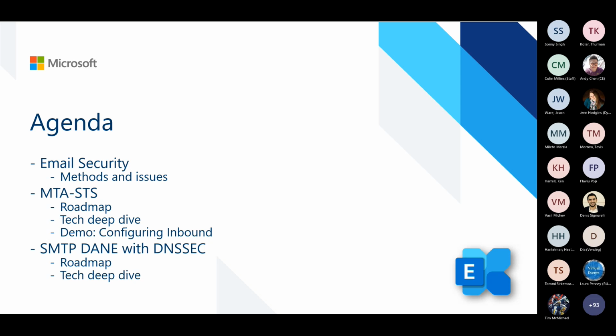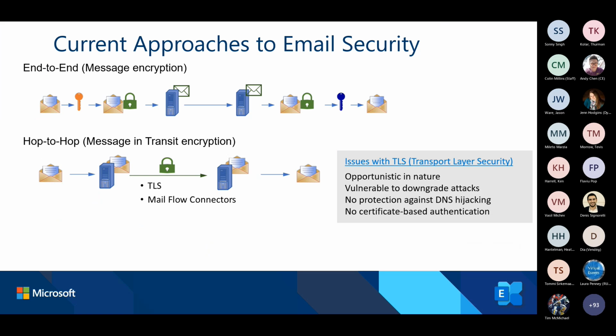So we'll do a look at the roadmap, what's available, and then what's coming still, and do tech deep dives for each feature. And for MTA STS, Denis is going to do an inbound configuration walkthrough so that you can see how you can configure MTA STS to secure your inbound mail flow today. Okay. And if there's any questions, feel free to put them in the chat. We've got a team of moderators from my team, and they're awesome, so they'll be happy to answer any questions you have. And then at the end, we'll have a couple minutes for Q&A.